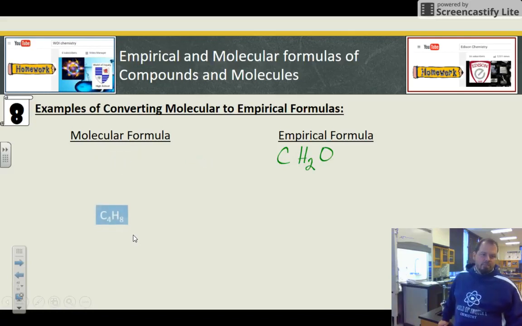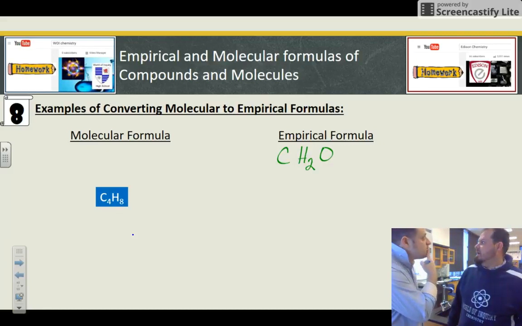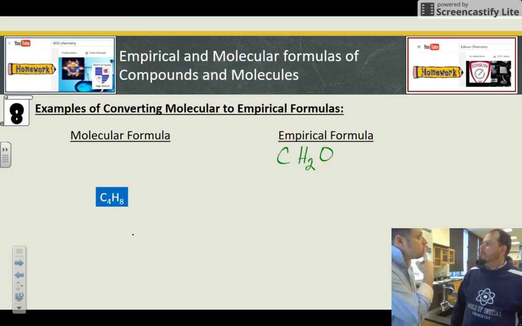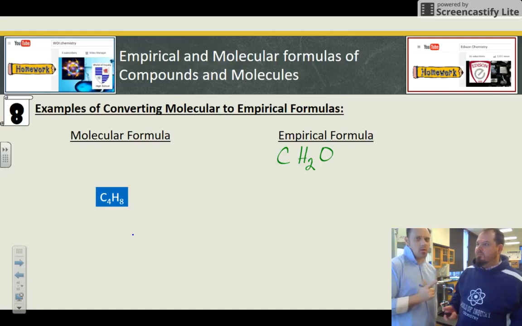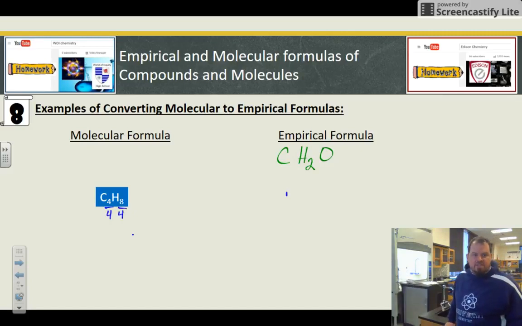Okay, next one. Here we go. C4H8. The biggest number I can divide these by is 2. That's what I was going to say, but I don't think so. Oh, what is it then? I think it's actually 4. Well, I can do 4. So divide both by 4, I get 1 and I get 2. So it's just going to be CH2. There it is. Good. Okay, I think there's one more.